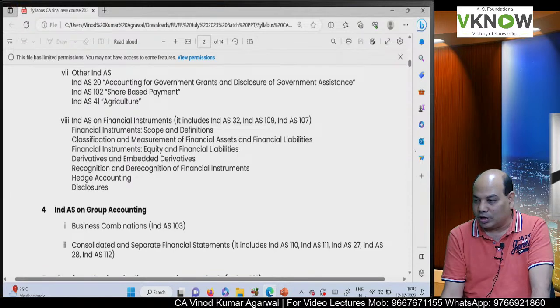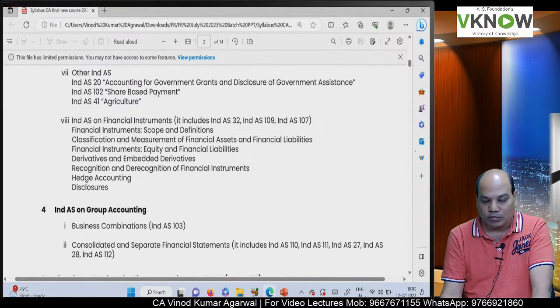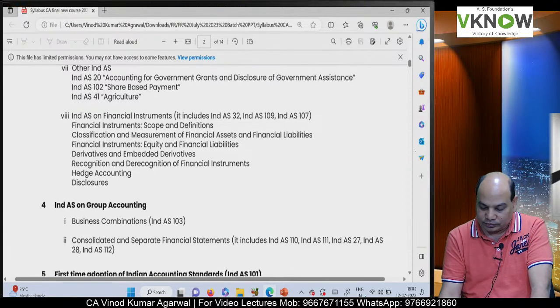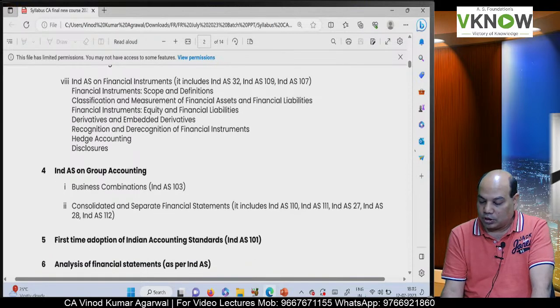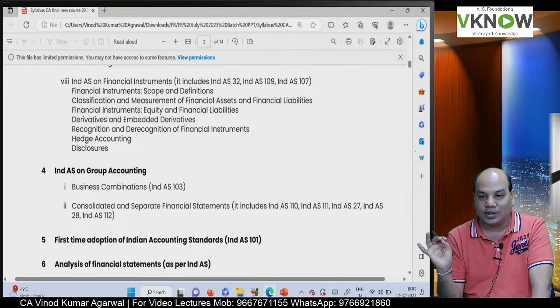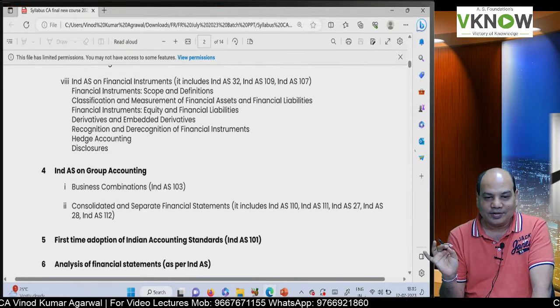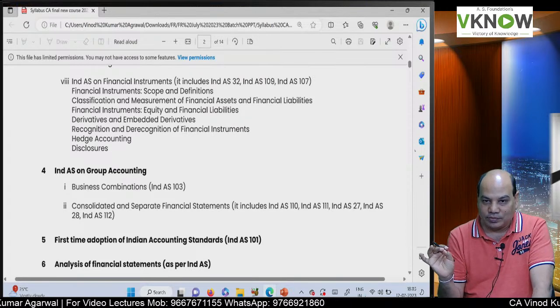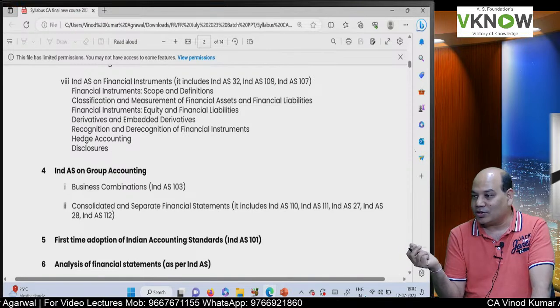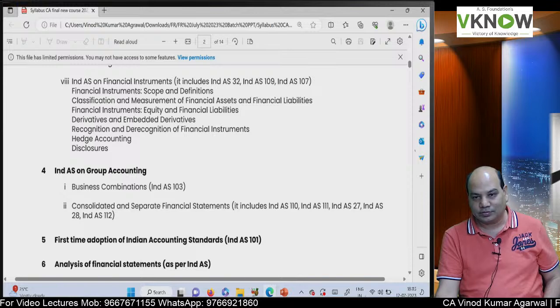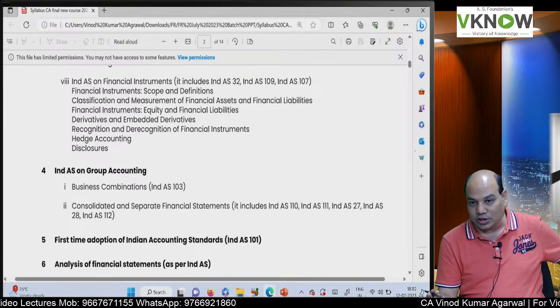Then we have other Ind AS. Ind AS 20, government grants. Ind AS 102, share based payment. Ind AS 41, agriculture. And then we have 3 standards dealing with financial instruments. Very lengthy, very complicated, and that is the area where you need a lot of expertise, because every company will have financial instruments in their books. Many companies are using derivative products in their books. So which are these 3 standards?